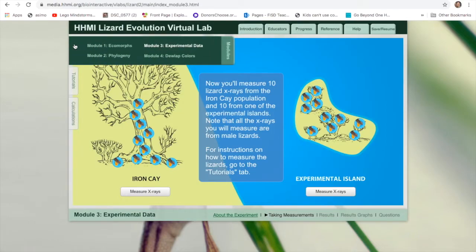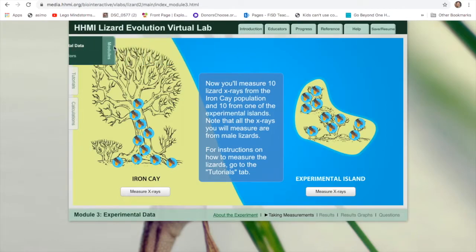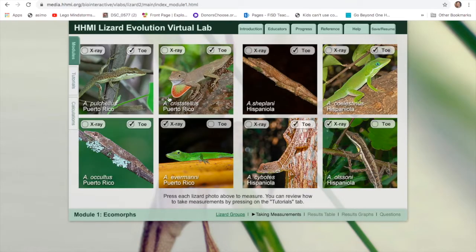What I want to look at today, the ecomorphs, I really just wanted to get some data on practicing taking measurements. I want to compare these measurements. You might by now have noticed some of the data. Something like the A. sheplani would be a twig anole, so would A. occultus be a twig anole. These live on different islands. This is the island where Haiti and the Dominican Republic is, while this one is Puerto Rico.